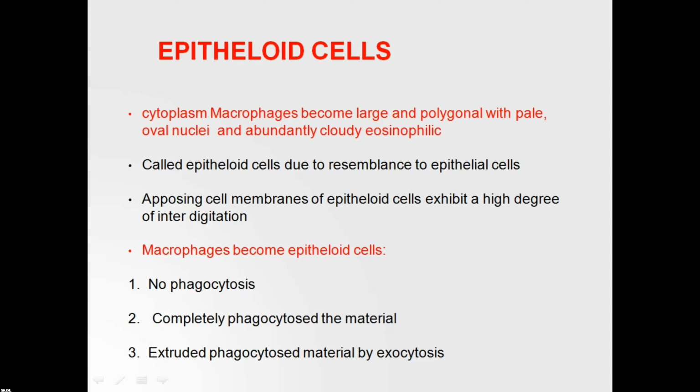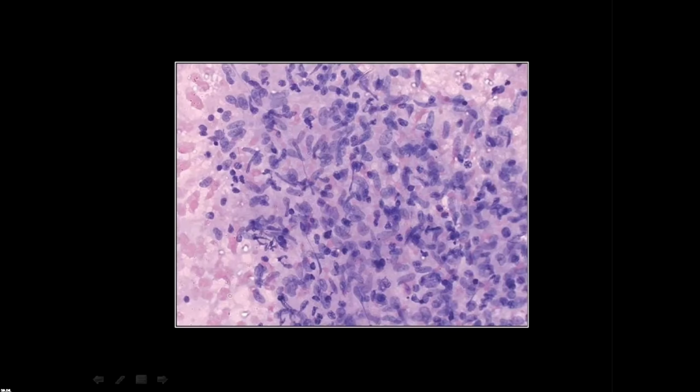What are the epithelioid cells? These are macrophages that become large and polygonal, with pale oval nuclei and abundant eosinophilic cytoplasm. They are called epithelioid cells due to their resemblance to epithelial cells. Opposing cells exhibit a high degree of interdigitation. Macrophages can become epithelioid cells. There is no complete phagocytosis; the phagocytosed material is extruded by exocytosis.